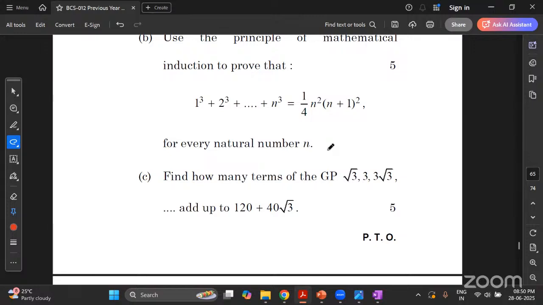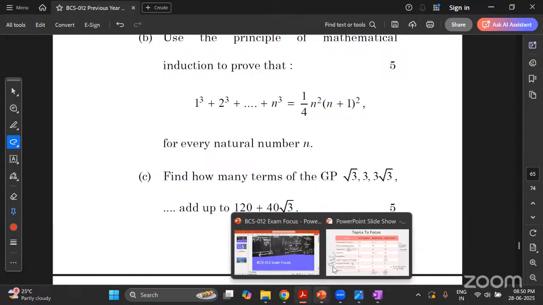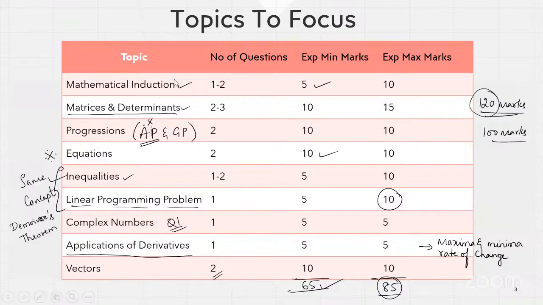Yeah. Right. So in these topics, I think mathematical induction is the first topic I told you people to study. Matrices and determinants, are you good at this?